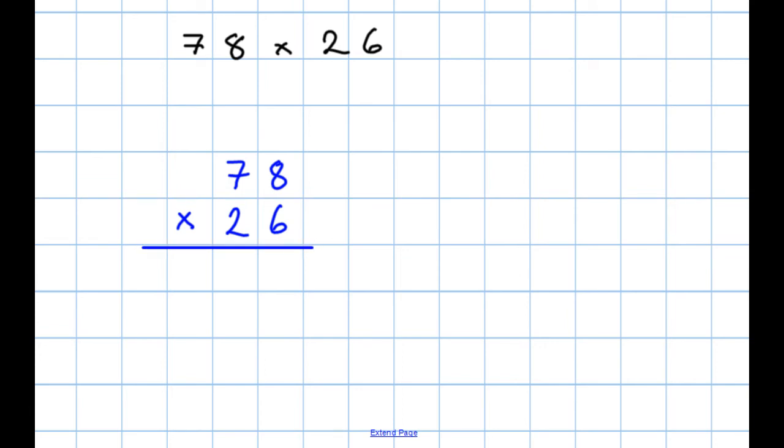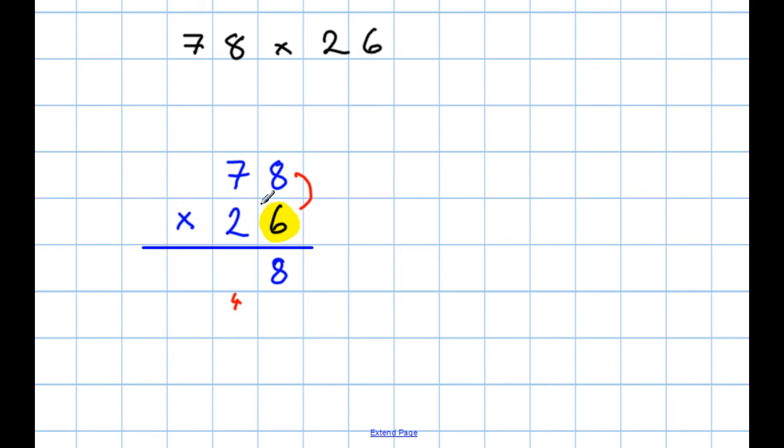Now watch what I do. I start with the bottom number to the right. So the bottom number, the rightmost bottom number is 6. I do 6 times 8. 6 times 8 is 48. So I put 8 there and carry the 4.